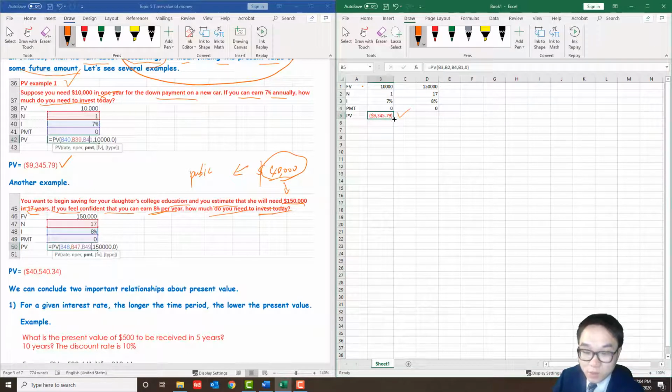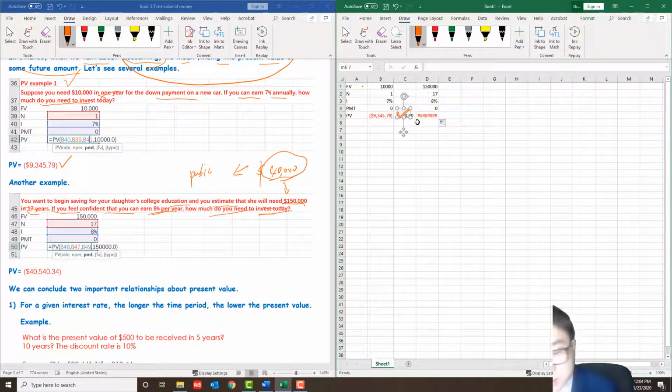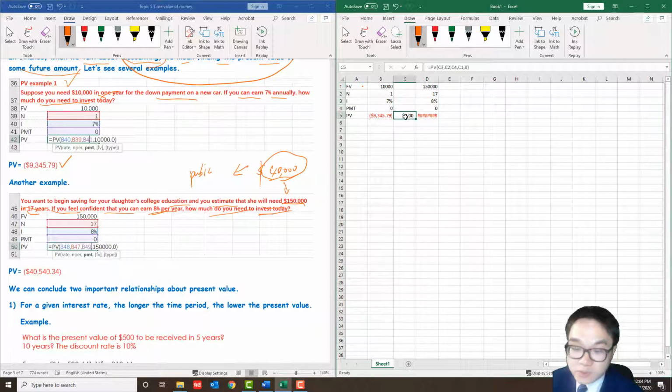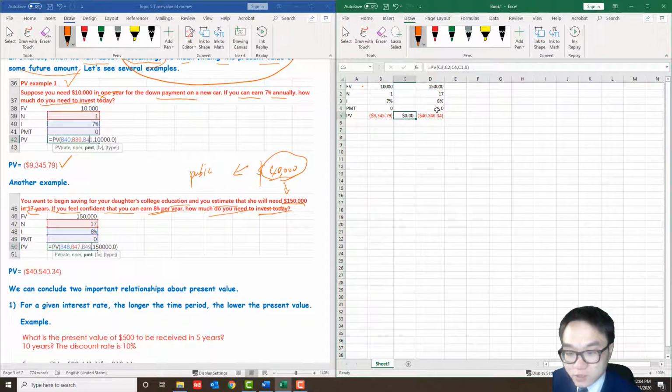Drag this. When you click this cell, it's a bigger plus sign. Then when you move to the right corner, this sign becomes a smaller plus sign. So if you drag it to the right-hand side, this formula will be applied automatically to the other two cells. See, here there is no input, so it's 0. So let's delete this.